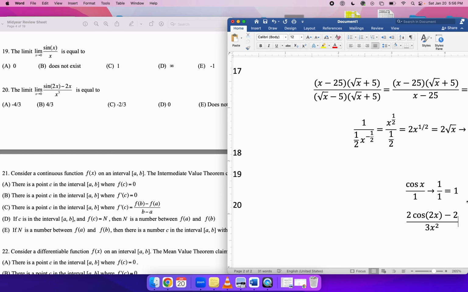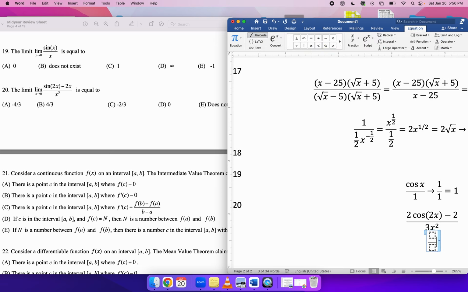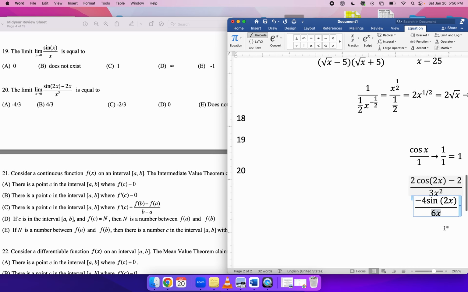If I plug 0 into that expression, I think you actually still get 0 over 0, which means we have to use L'Hopital's rule again. So I'm going to take the derivative of the top and the bottom a second time. Derivative of 2 cosine 2x is going to be negative 2 sine 2x, but then because of the chain rule and this inside function of 2x, we actually get another factor of 2 there, which will make this a negative 4 right there, over the derivative of the bottom, which is 6x.